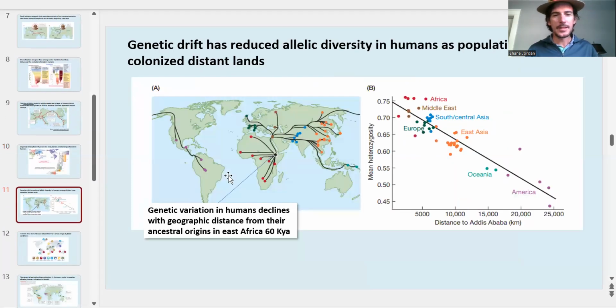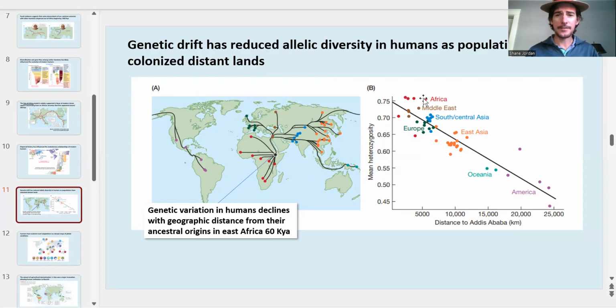And in fact, if we look at the progression of human populations from their origins in East Africa, this is Addis Ababa. It's the capital of Ethiopia. So this is measuring the distance from Addis Ababa. We can correlate the distance from Addis Ababa with mean heterozygosity of human populations. And what we see is that genetic drift has probably significantly reduced allelic diversity in humans as their populations have colonized more distant lands.